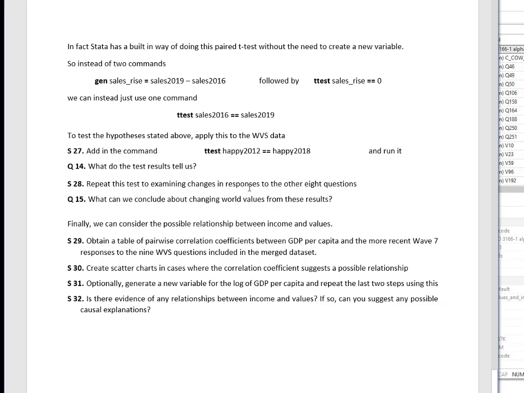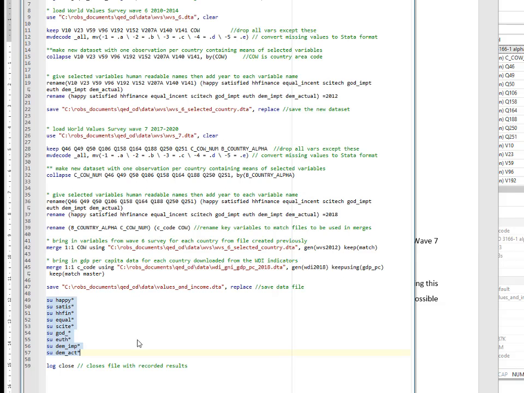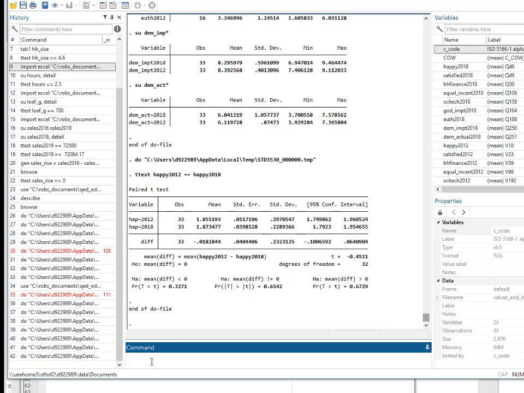So here, instead of generating a new variable, we can just do t-test happy12 = happy2018 and see what the computer says. I'm going to put it in the do file. And then I'll go over to the results window. There's the output.